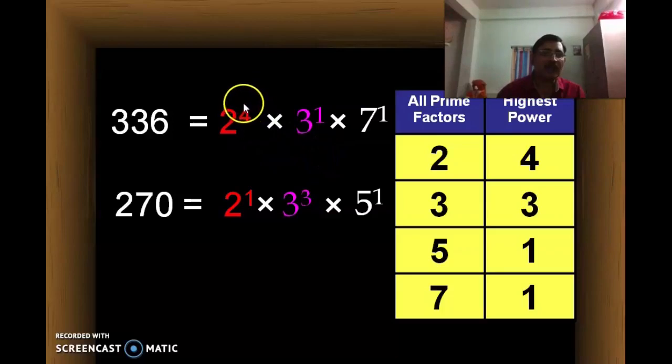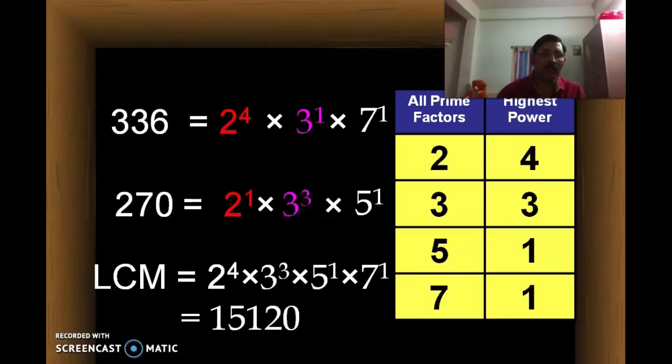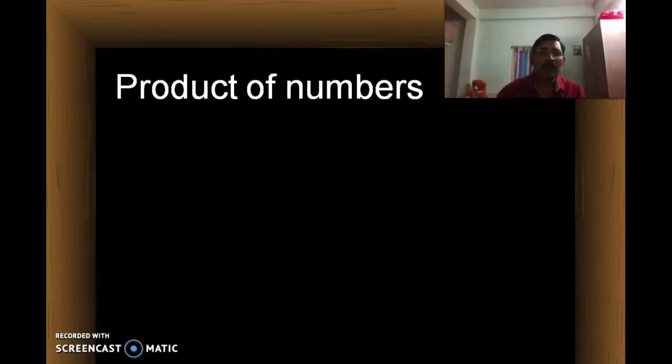If we observe here, for 2 the powers are 4 and 1, the highest power is 4. For 3 the powers are 1 and 3, highest power is 3. And of course for 5 and 7 it is 1. So required LCM is 2 power 4 into 3 cube into 5 power 1 into 7 power 1. We get 15,120.